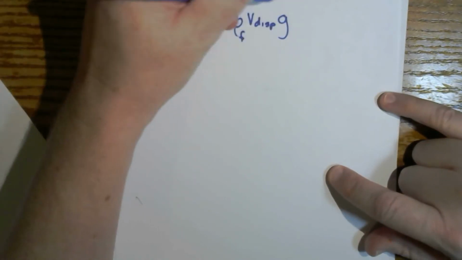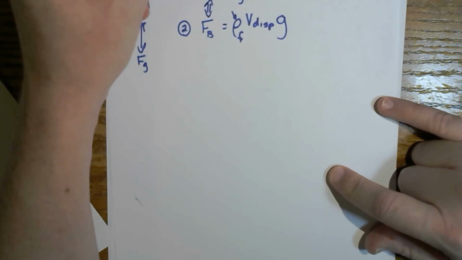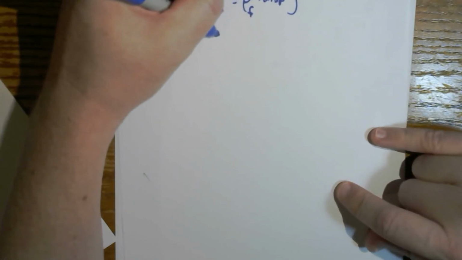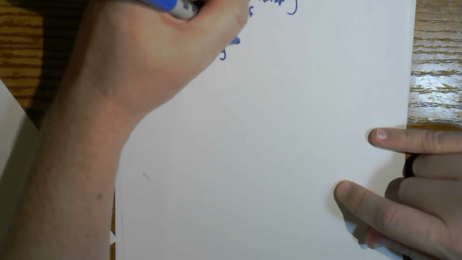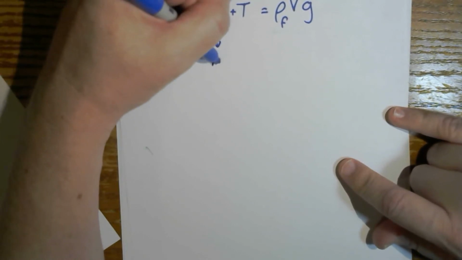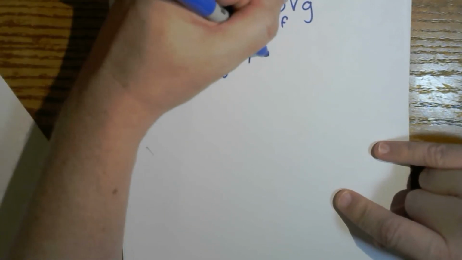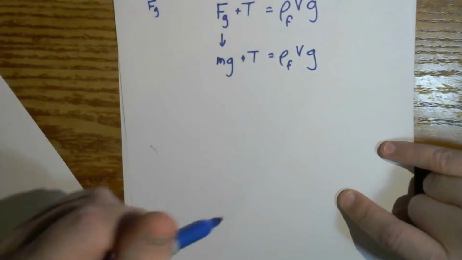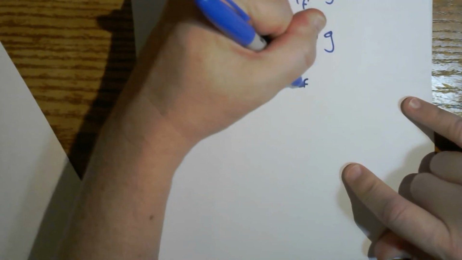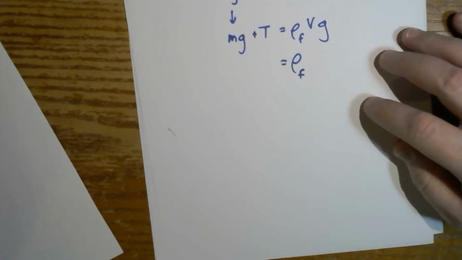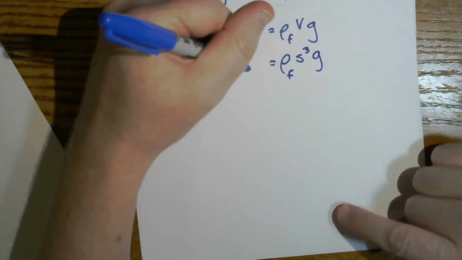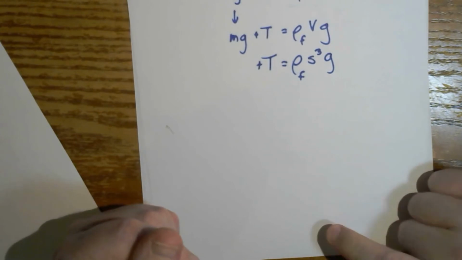So what we're going to do is set these two equations equal to each other. They're just two things that tell us the same thing. So I'm going to set equation 1 equal to equation 2. And so we get the force of gravity of the cube, that's the weight of the cube, plus the tension has to equal the density of the fluid times the volume displaced times g. Now, force of gravity is just mg, the weight, plus T is equal to density of the fluid times the volume displaced times g. The volume displaced, since it's a cube of side length s, will be s cubed. The tension is just some variable that we have to carry around.